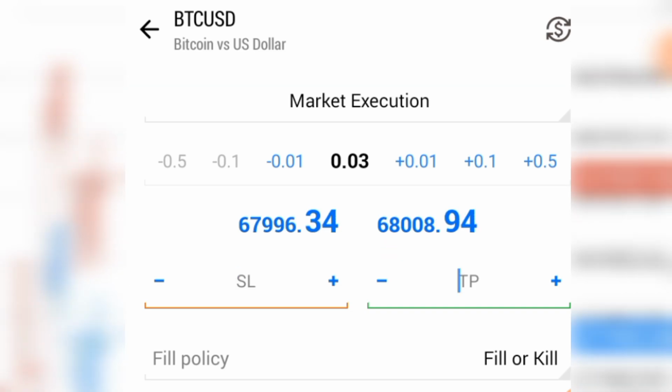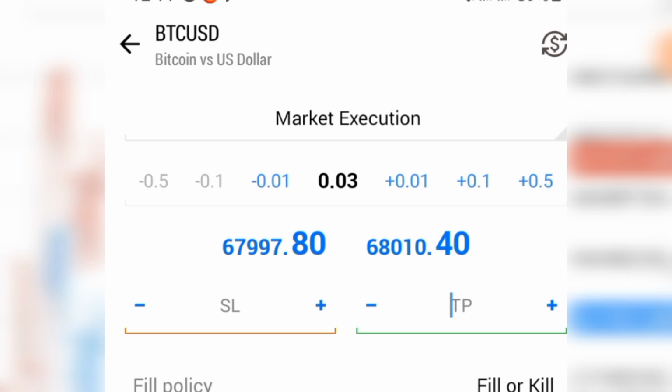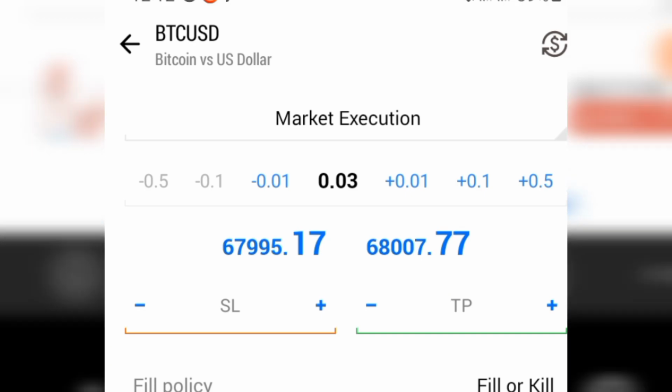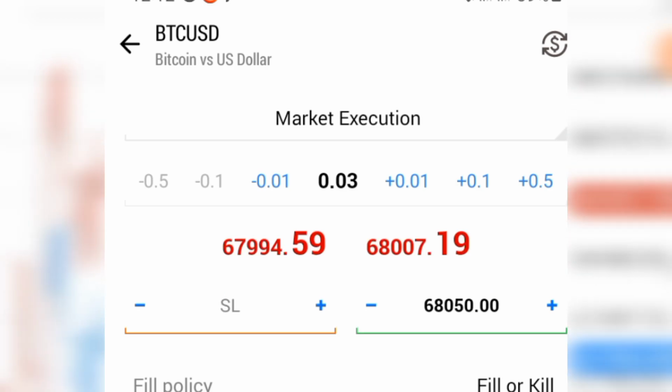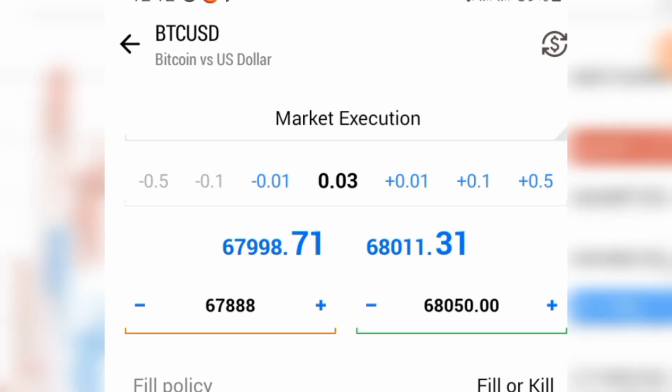I can decide to enter on the current market structure, like where the market is trading from currently, and I decide to edit my take profit right here. You can edit it and say that when the market reaches a certain zone right here, I will exit the market, and also you decide to set your stop loss. Let me say on 67888, right? So now, when you set your stop loss and you set your TP, now you execute the trade.